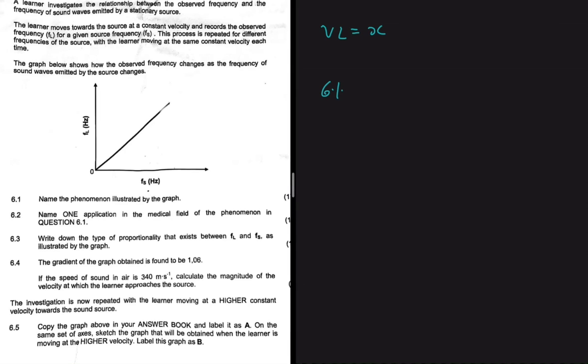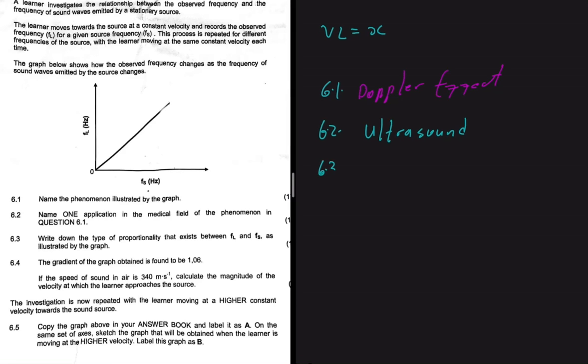Question 6, grade 12 physical sciences. If the question says name the phenomenon, it's always Doppler effect, right? So that's the answer for 6.1. We have Doppler effect, right? Let's move to 6.2. So 6.2 is saying that name one application in the medical field of the phenomenon in question 6.1. So we can write ultrasound, right? That's one of the applications of Doppler effect in the medical field.